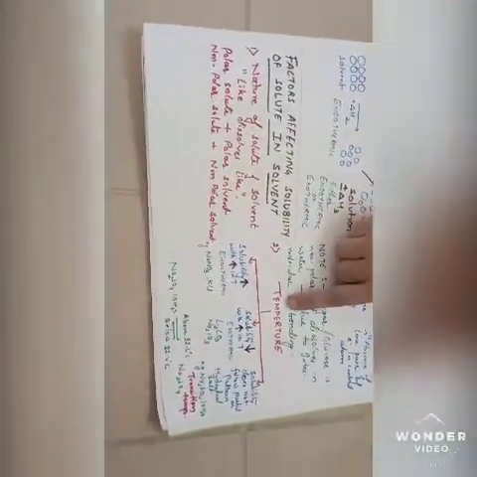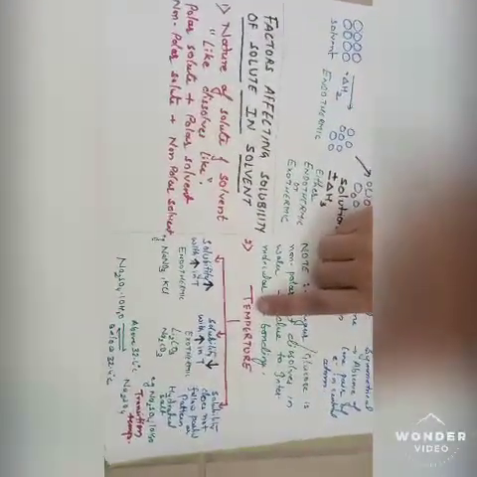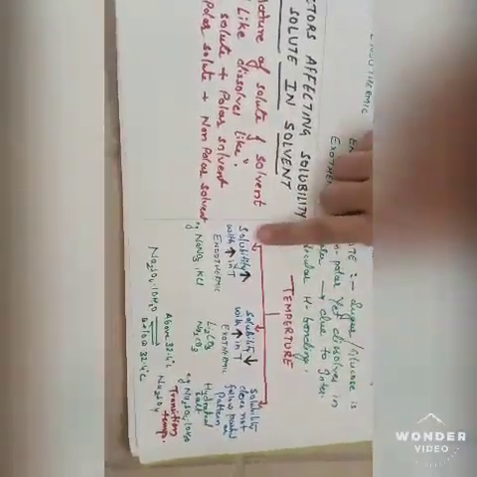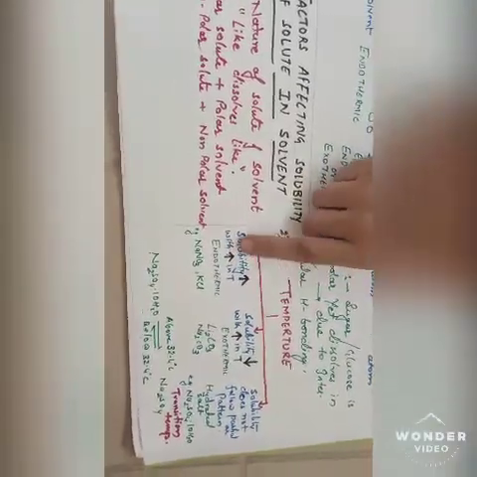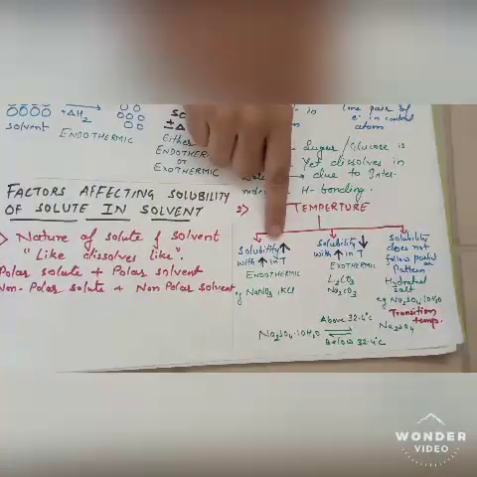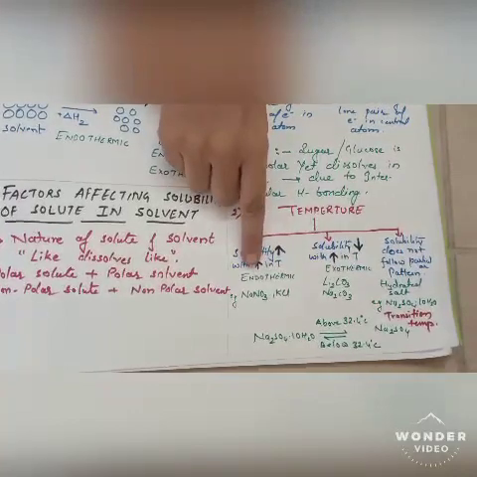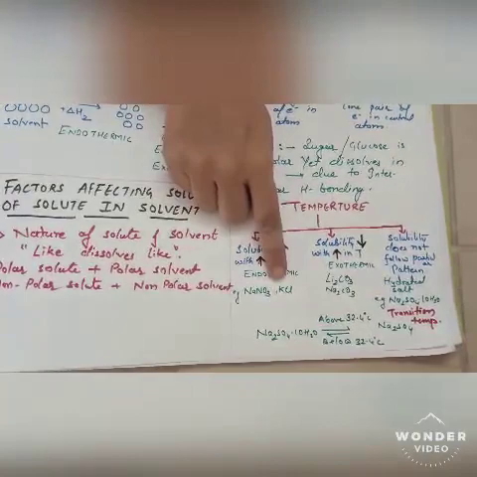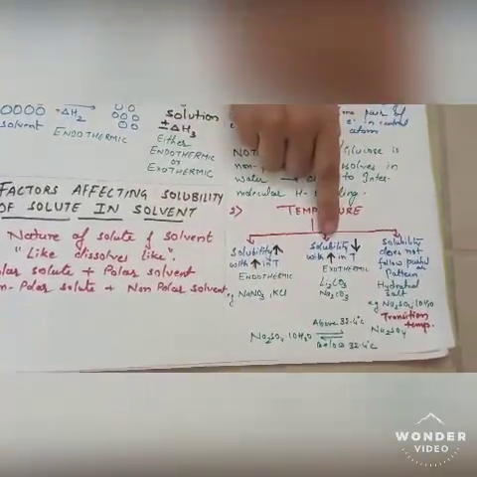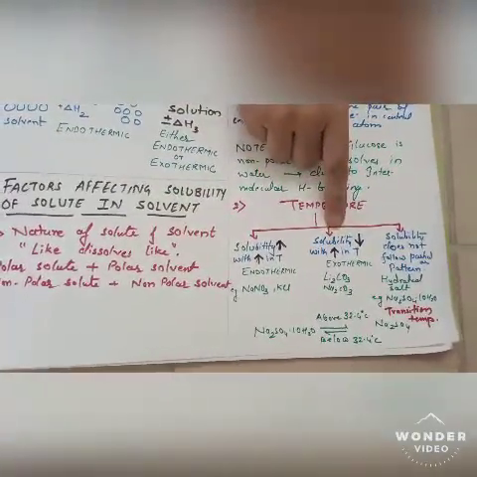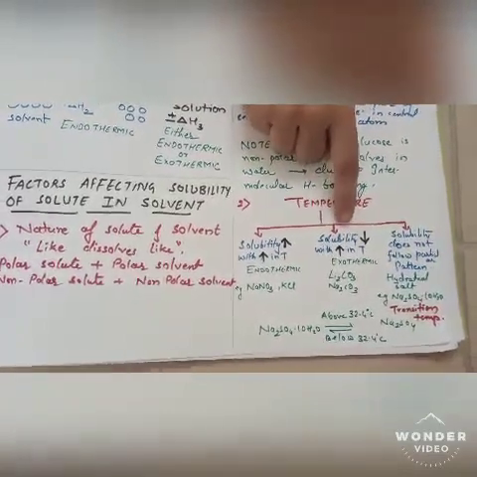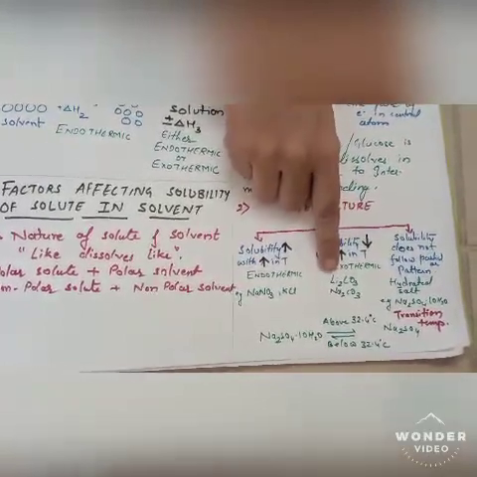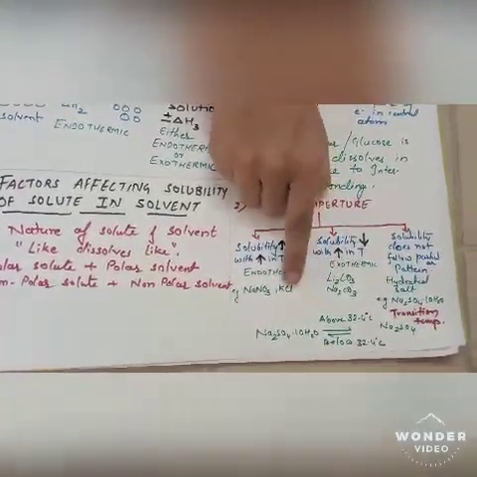Now the second factor is temperature. On the basis of temperature, I can divide solubility into three categories. The first one is where solubility increases with increase in temperature. Solubility of the solute increases, and that type of compound is known to be endothermic. For example, sodium nitrate, potassium chloride, etc. Another type of compound is where the solubility decreases with rising temperature. That means as you increase the temperature, its solubility decreases. These compounds are known to be exothermic. For example, lithium carbonate, sodium carbonate, etc.